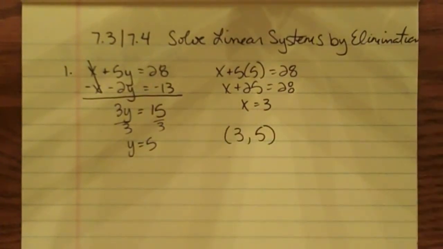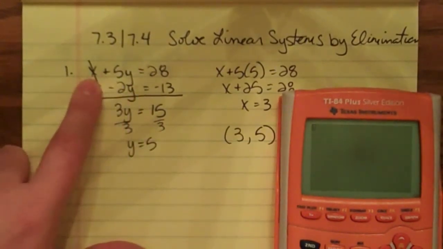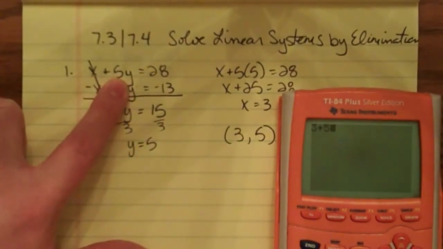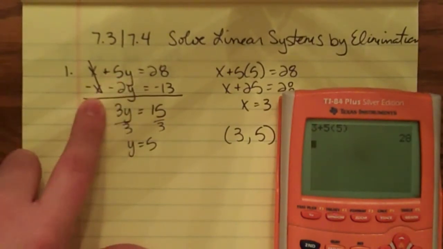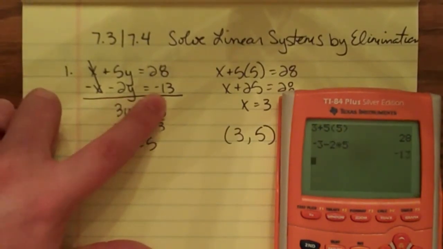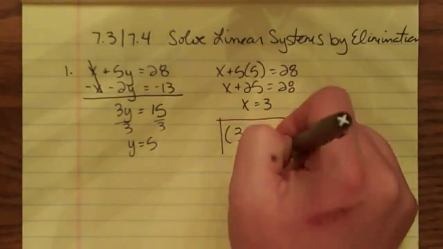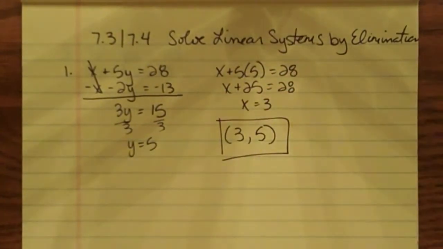Remember, we always want to check. So we'll go ahead and use our calculator to plug this in. We'll have 3 plus 5 times 5 does equal 28. And then we have negative 3 minus 2 times 5 should equal negative 13, which it does. And so this then is our solution.